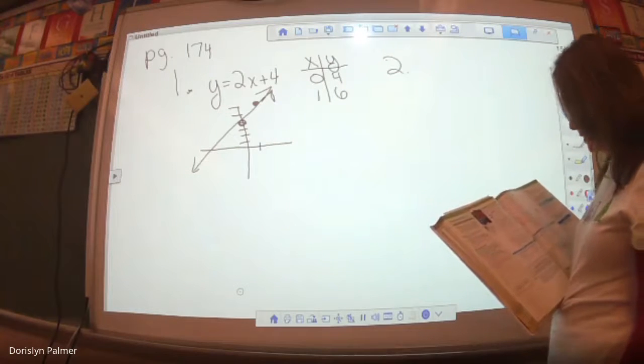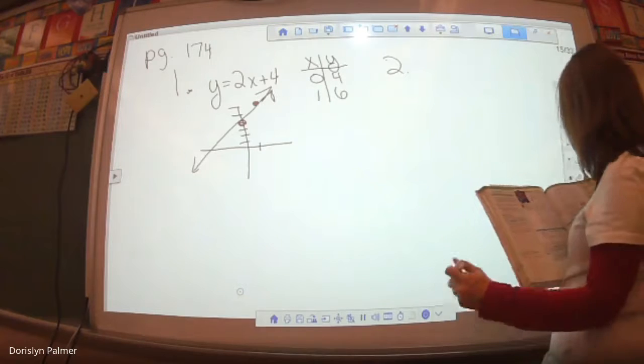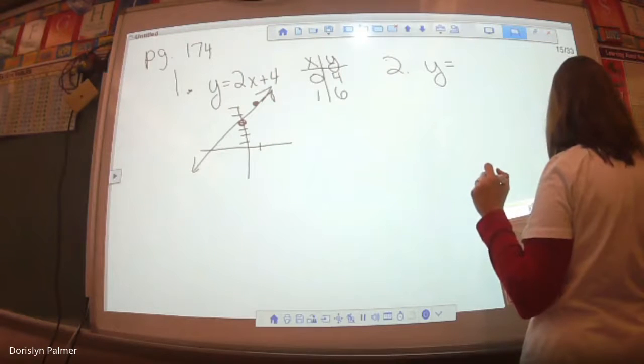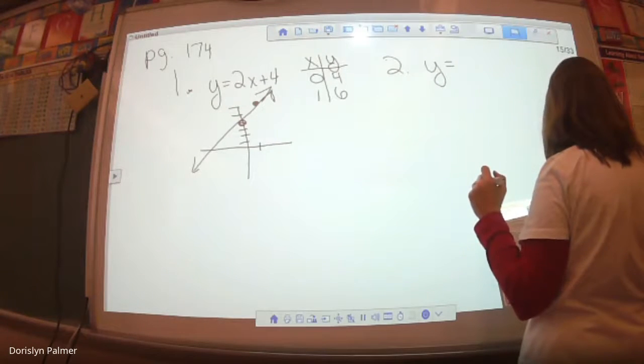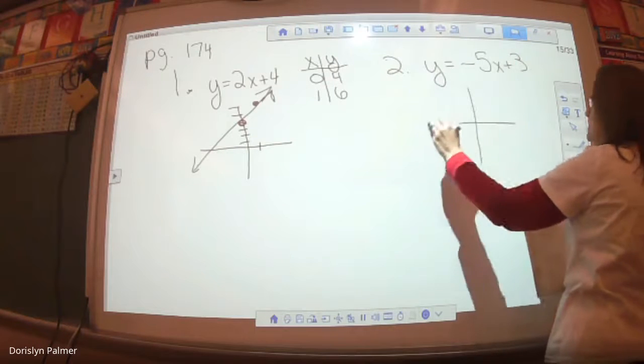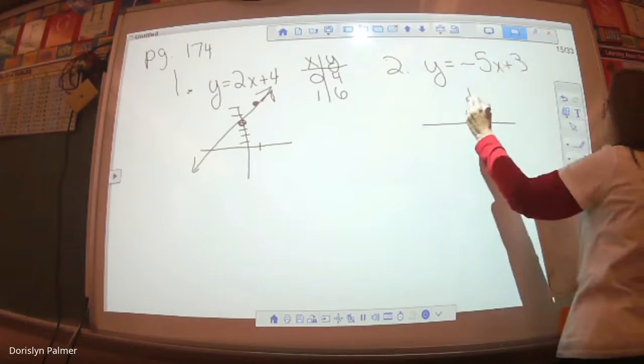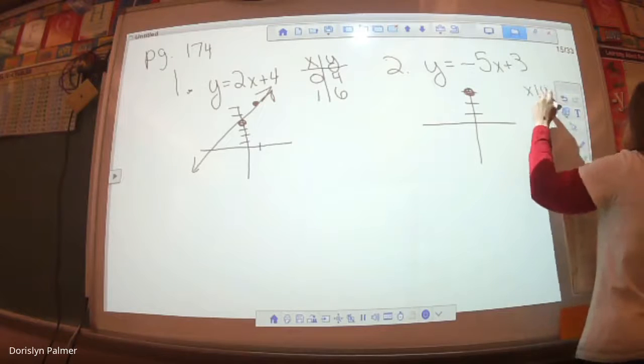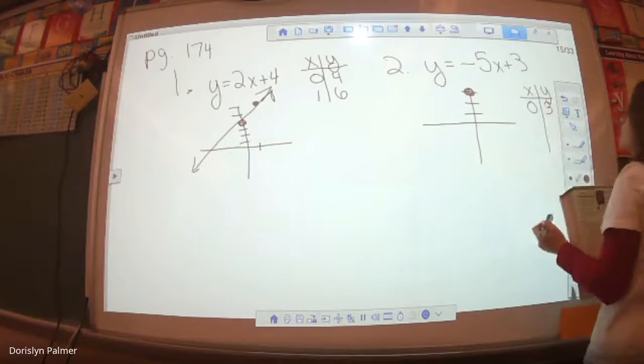Number 2. Gavin, how did you write your equation? I wrote mine as y equals -5x plus 3. Okay, and then we had to graph it. And this is our y-intercept. So I think we talked about that. We just graphed the y-intercept first. Right? And we'll do an XY chart. So that's the y-intercept. That's the point 0, 3.